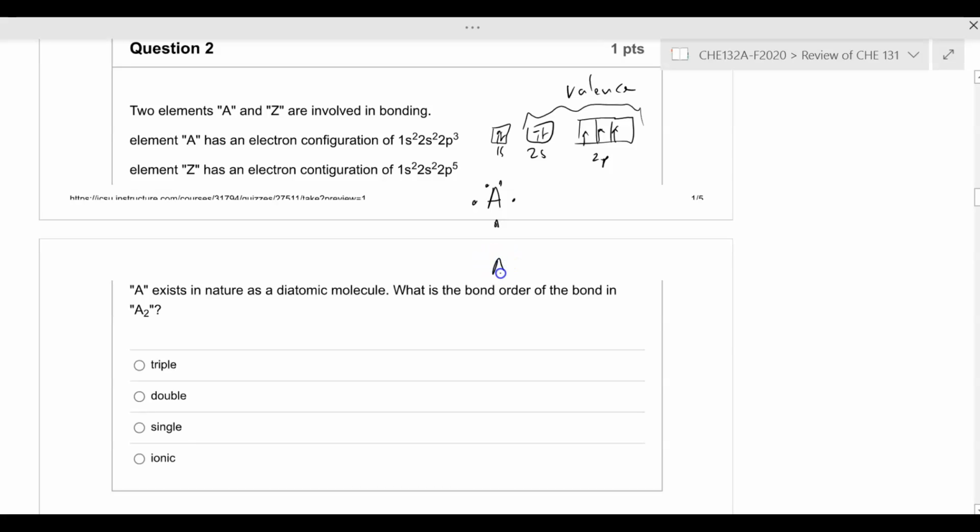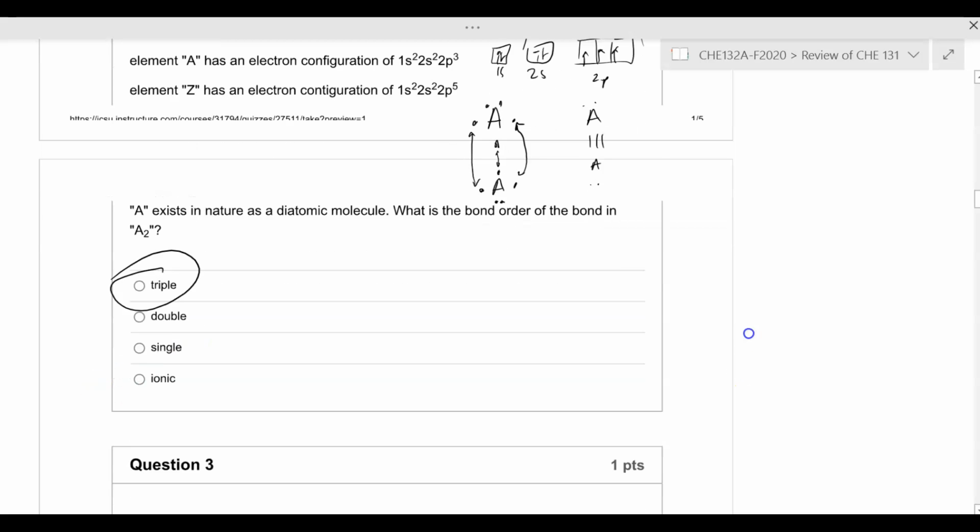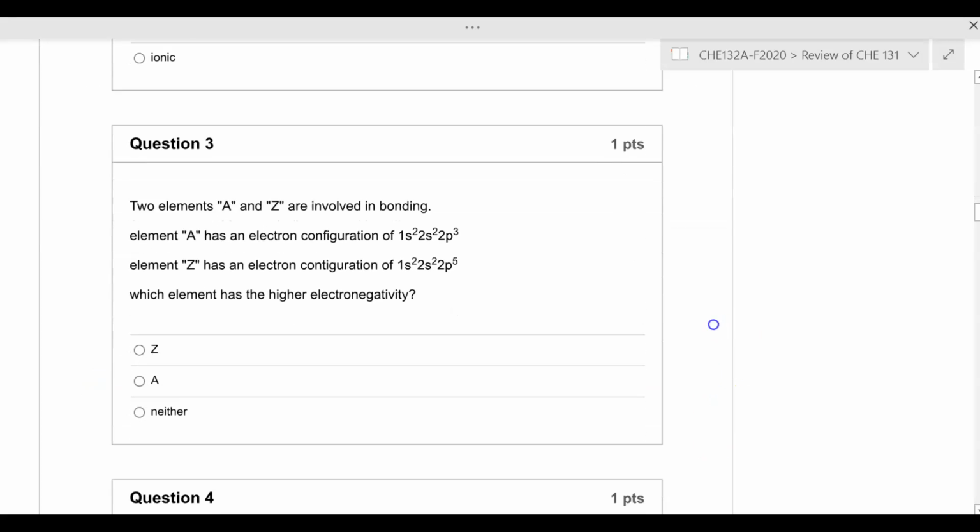If I have a second A here, it's going to give me the same thing. I'm just going to put the lone pair on the other end. And just doing the sort of Tinker Toy bonding system here, we can see that these 3 unpaired electrons all bind up, and we get a nice triple bond there that forms N2. So triple bond is the correct answer for that one.